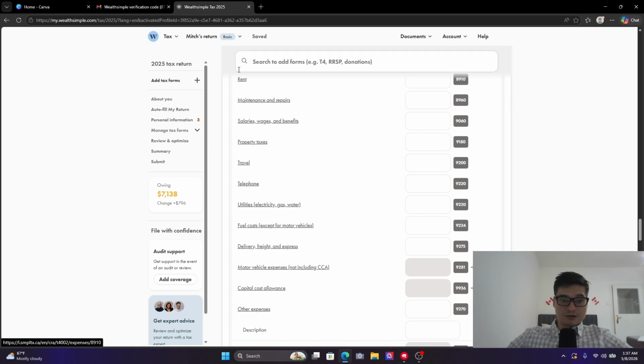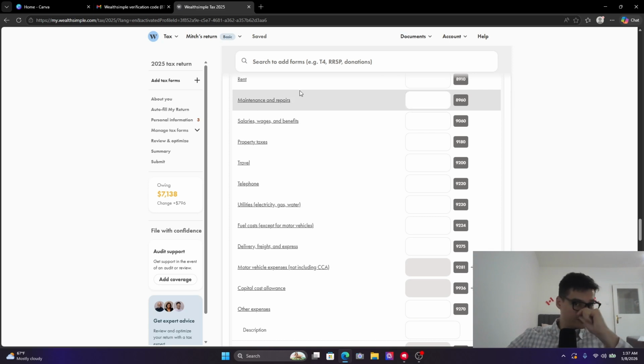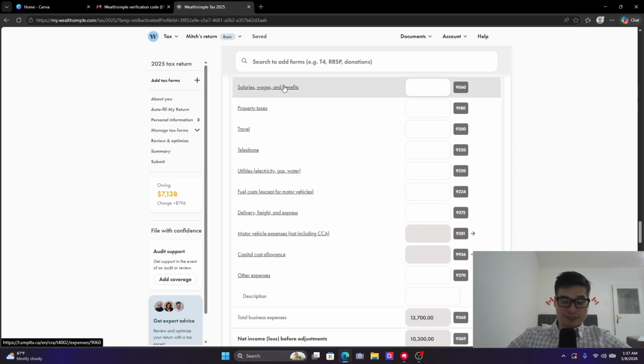Maintenance and repairs, that would be more related to, again, the building, if you had any maintenance and repairs there. It could also be for any product that you have. Let's say you have maintenance and repairs on a machine that makes your product. You would also include that there. Salary, wages, and benefits. Have you paid anyone out, yourself included? Anything related to salary, wages, and benefits of you or anyone else, you can include that there.